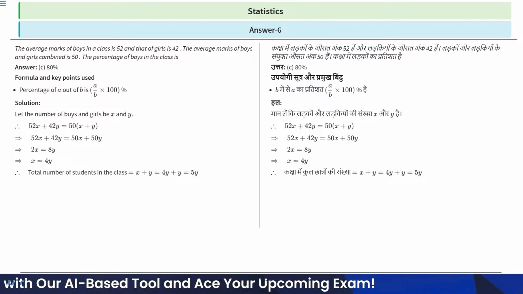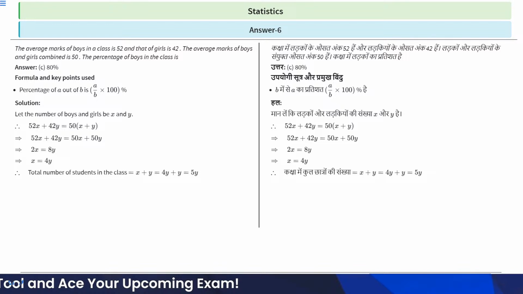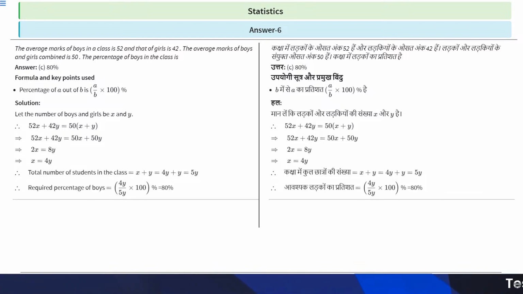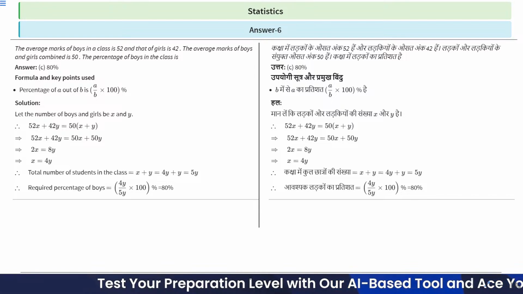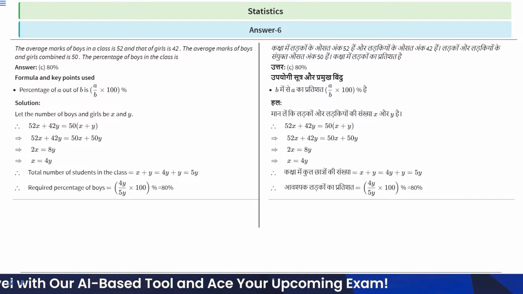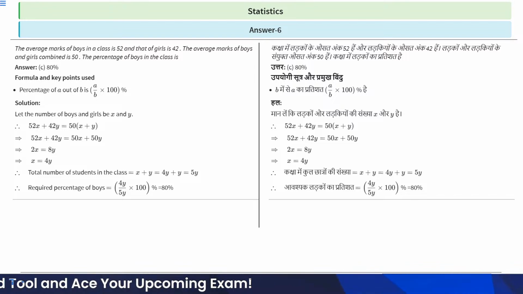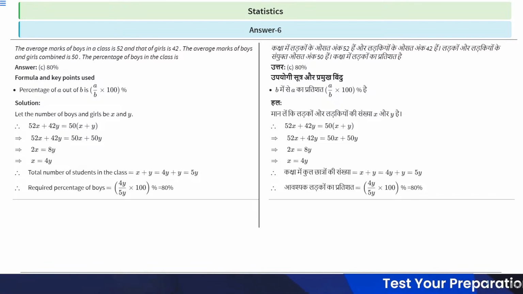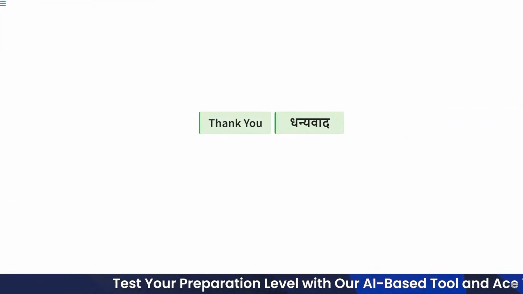Therefore total number of students in the class in terms of y is x plus y. So write x in terms of y, which is 4y plus y is equal to 5y. Therefore required percentage of boys will be 4y upon 5y into 100, which is equal to 80%, right? Therefore the percentage of boys in the class is 80%. Got it? Therefore option C, 80%, is the right answer. Got it? Thank you so much.